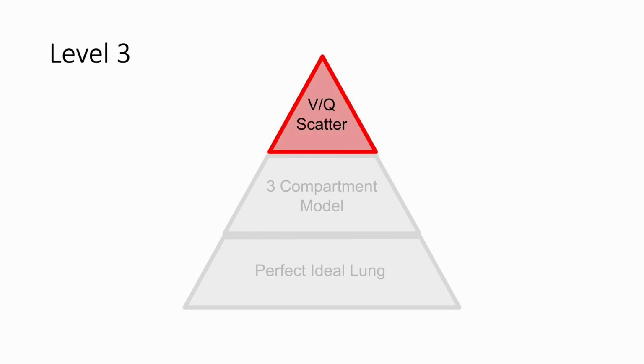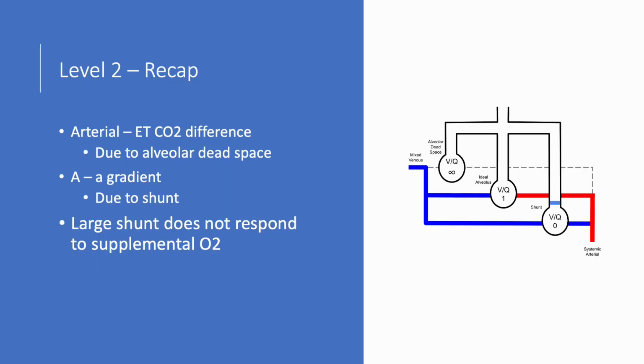In this video, we're going to explore the VQ scatter model of the lung. To briefly recap, in the previous video, we used the three-compartment model to explain why the end-tidal CO2 is slightly lower than arterial PCO2, that it's due to alveolar dead space, and similarly that arterial PO2 is slightly lower than alveolar PO2 due to shunting.